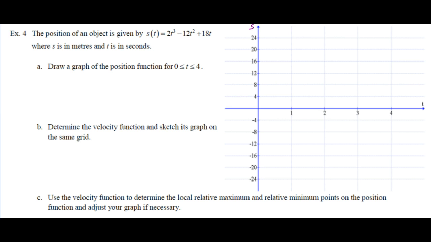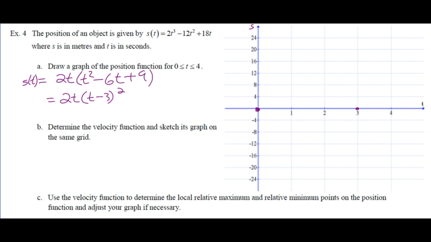Is that factorable? So s of t is going to be, so we take out a 2t, right? And what does that give us? t squared minus 6t plus 9. That's t minus 3 squared. So we have a 0 at 0, and we have a 0 at 3 of multiplicity 2. So we get a 0 here, 0 here.